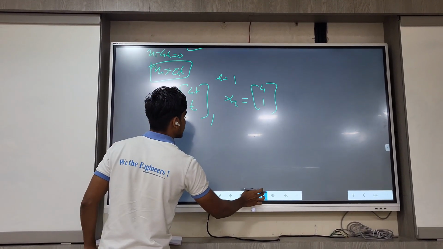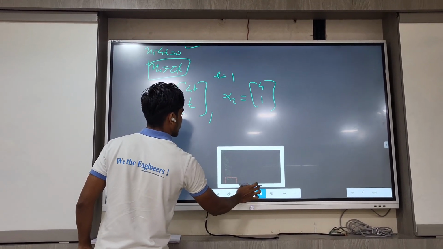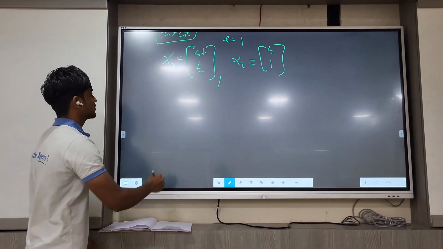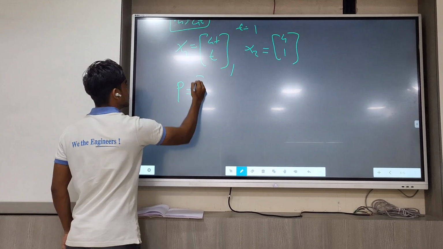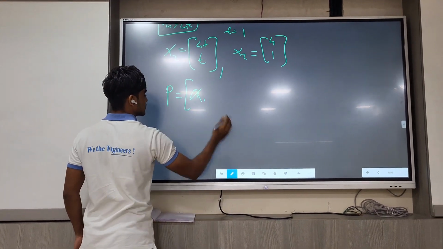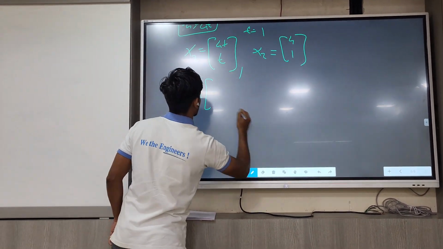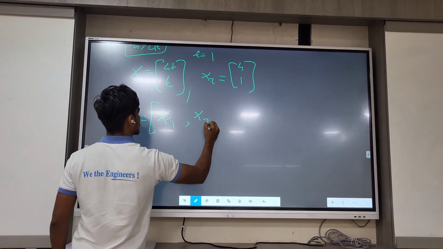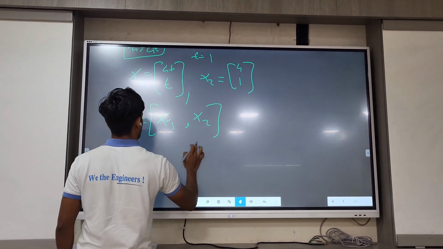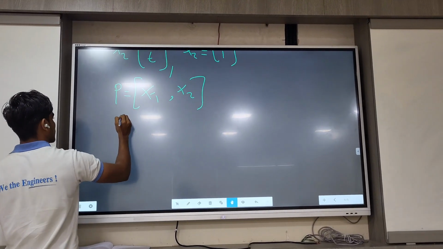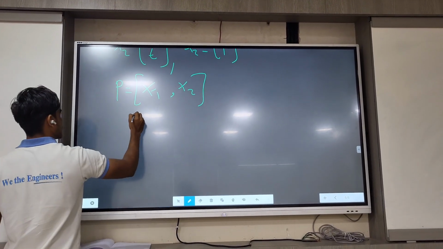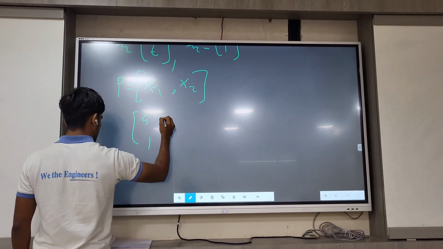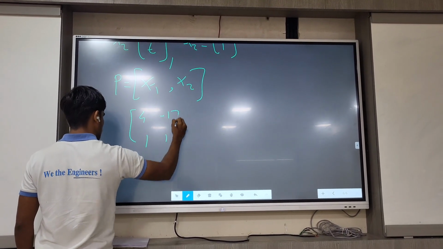So now we have to find the P. So how should we find P? For finding P, we use the eigenvectors x1 and x2. So we have to put together P. What is x1? x1 is equal to 4, 1. And what is x2? x2 is equal to minus 1 and 1.